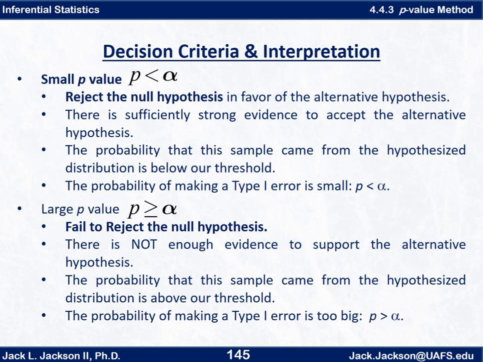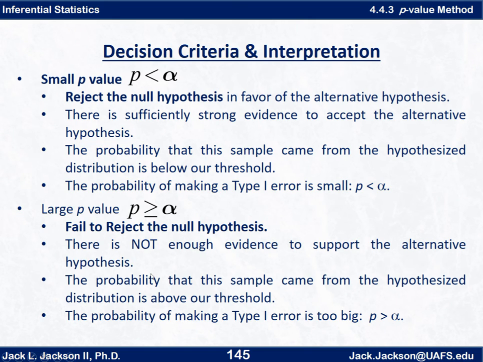The probability that this sample came from the hypothesized distribution is below our threshold. It's low. So the probability of making a type I error is small. P is less than alpha. So we reject the null hypothesis.